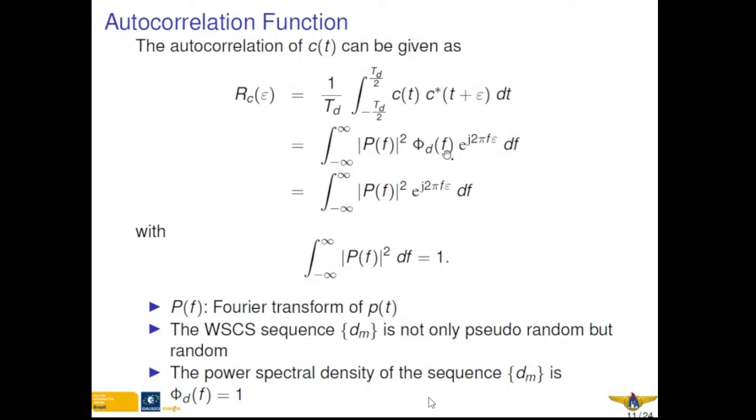And if we assume that the power spectral density of the sequence is 1, which means that the sequence is random, which is a reasonable assumption for GNSS. In our case, the sequence is pseudo-random, but we can model it as random. Then we can see that the autocorrelation function is only dependent on the chip shape again, which is interesting for our discussion in the following. Again, we assume that the power of the chip pulse shape is equal to 1.